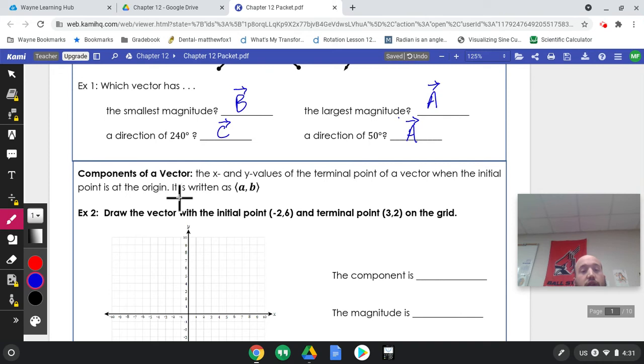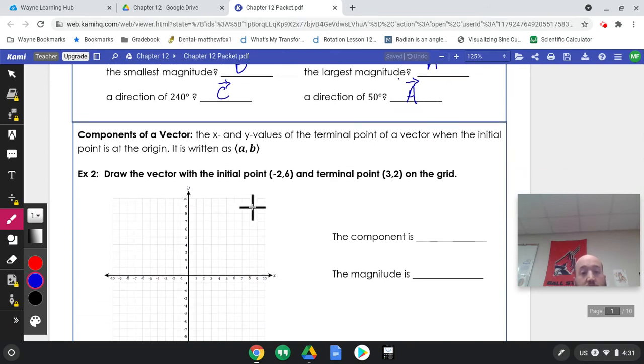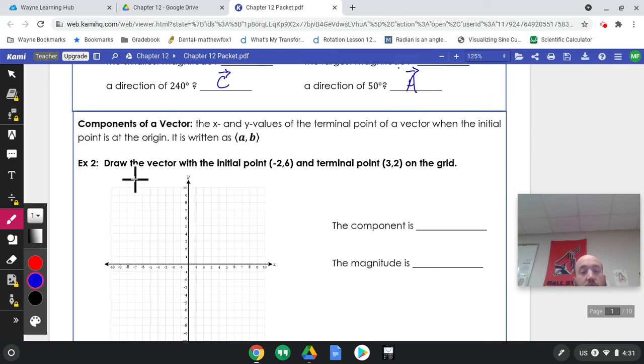So if we look here, the x and y values of the terminal point of a vector, when the initial point is at the origin, are going to be written as a comma b. So if we draw this vector with an initial point at negative 2, 6 and a terminal point at 3, 2. Remember, initial, like the initials of your name, the first letter. So that's our starting point, negative 2, 6 right there, and it goes to 3, 2.